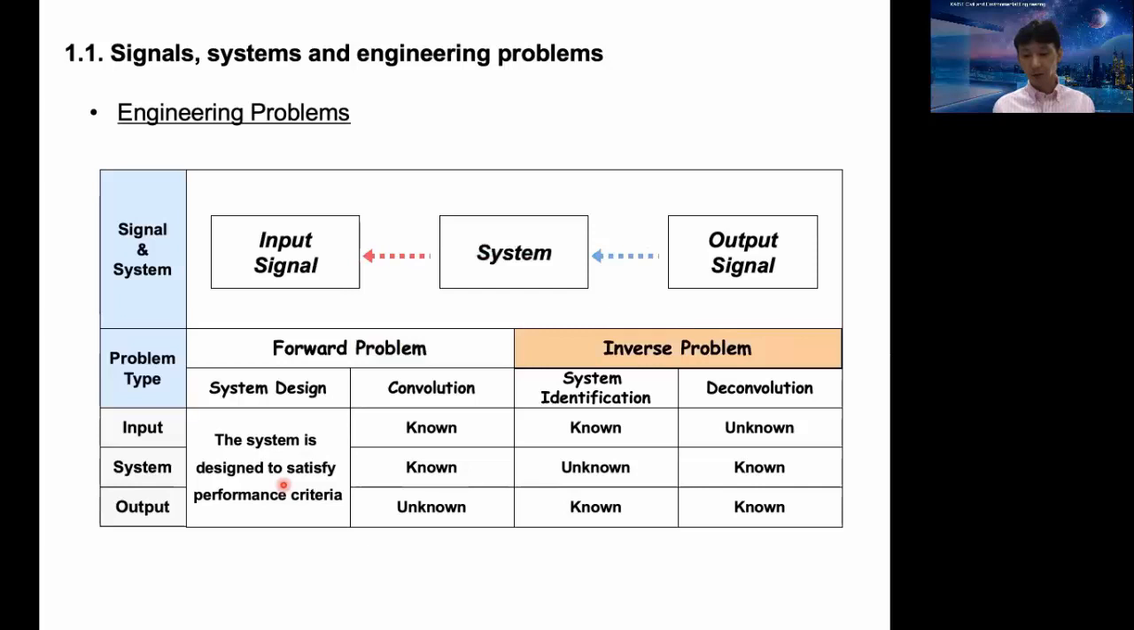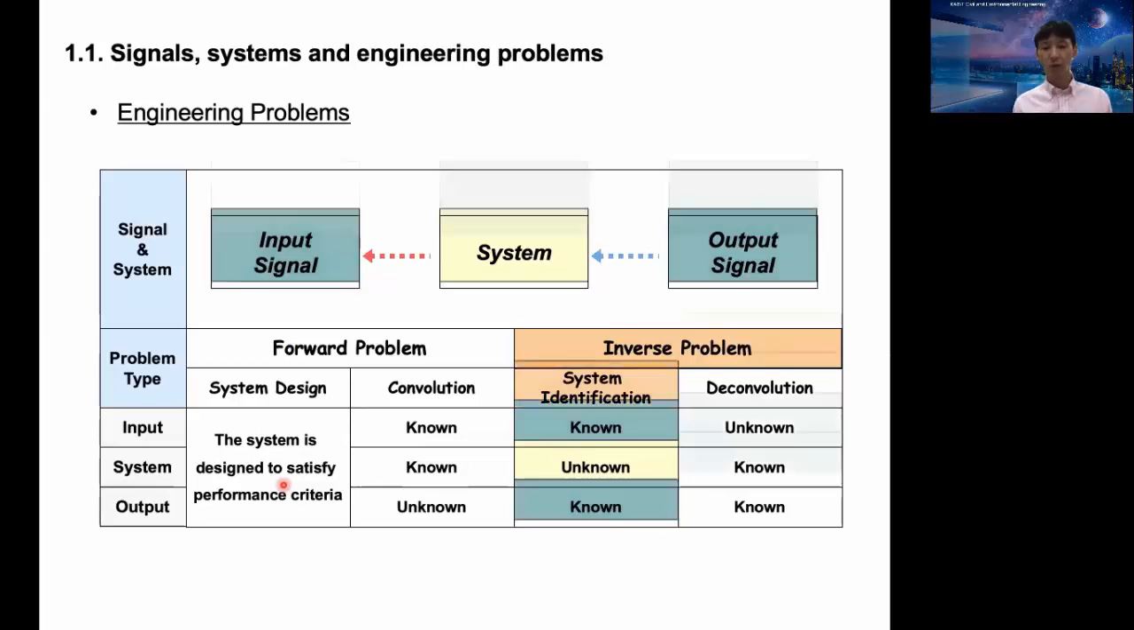And the other one is the inverse problem. If we know the input and we measure the output response, then what will be the system? Right? We can characterize the system, and it's called system identification.